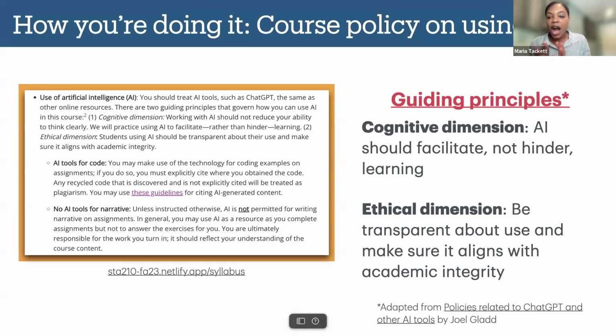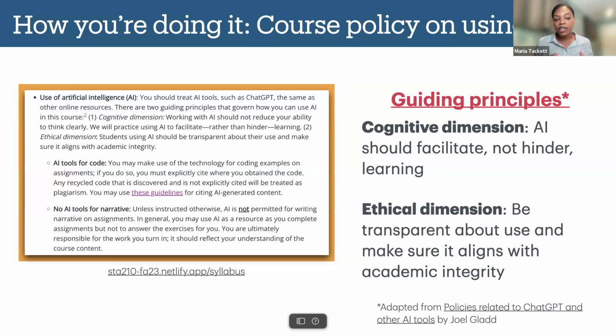The first is the cognitive dimension. So as you're considering the use of AI, using it in a way that could facilitate rather than hinder learning. And the ethical dimension. So being transparent about how you use it and making sure it aligns with the academic integrity policy for that course.